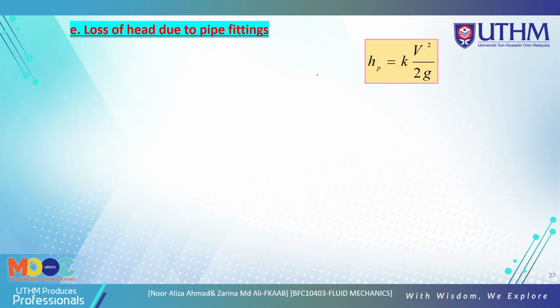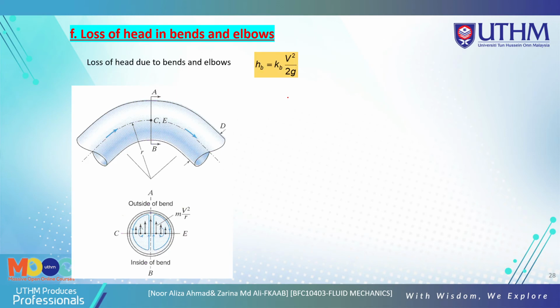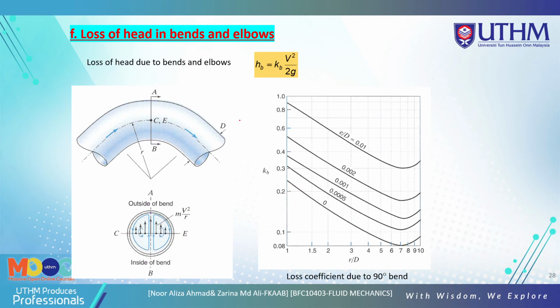Now we look at the head loss due to pipe fittings. For pipe fittings, the k is based on the fitting, maybe a valve, closed return bend, short radius elbow and so on. You must refer to this table to get the k. Now we look at bends and elbows, also based on R over D, where R is the radius and D is the diameter, so based on the radius of the bend and the diameter. If not given, the graph is given here, so you must refer to this table. If not, the KB is given to you.